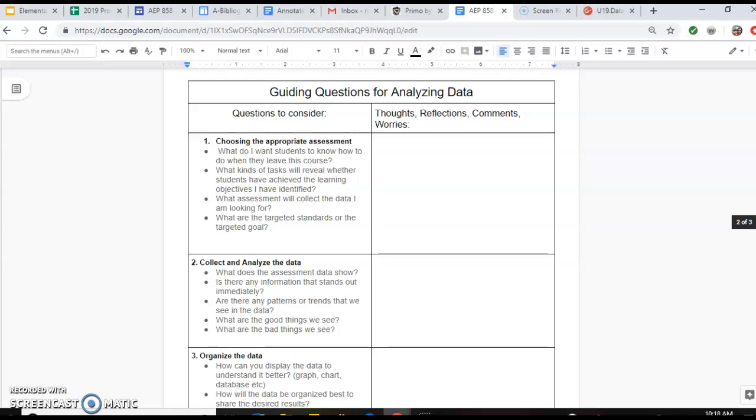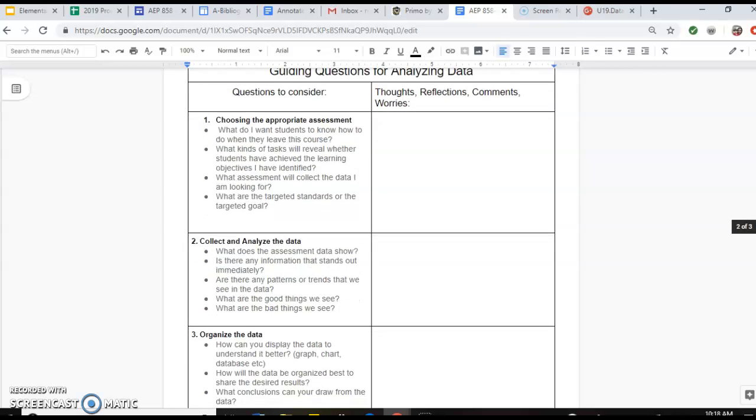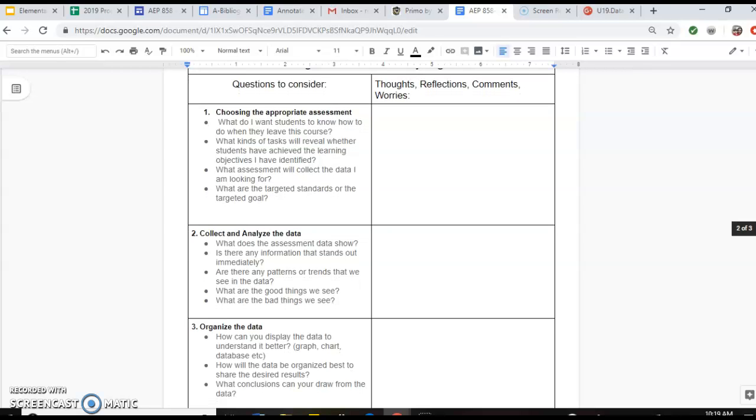So step 1 is choosing the appropriate assessment. Some questions that I gave them are, what do I want students to know how to do when they leave this course? What kinds of tasks will reveal whether students have achieved the learning objective I have identified? What assessment will collect the data I am looking for? And what are the targeted standards or the targeted goal? Just like all of our steps, I can always change the questions around to fit a different subject, to fit a different grade level. They're pretty easy to move around and change up.